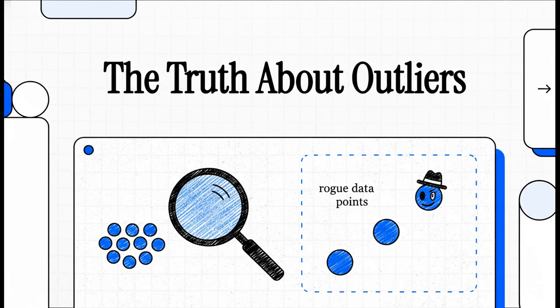All right, today we're opening up a case file on some pretty unusual suspects, rogue data points that we call outliers. Now, these little characters can lurk in our data, completely distorting our view of the world and leading us to all the wrong conclusions. So, you might want to grab your magnifying glass because our investigation starts right now.